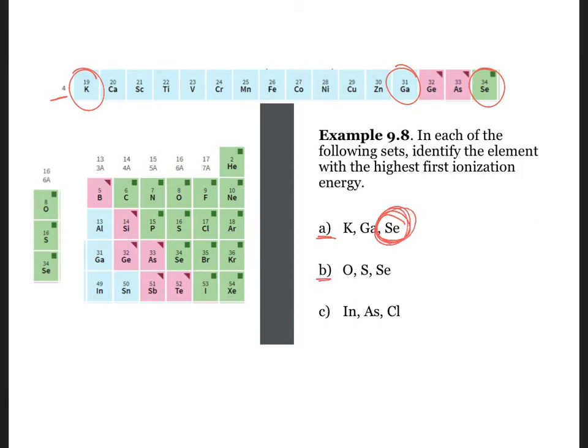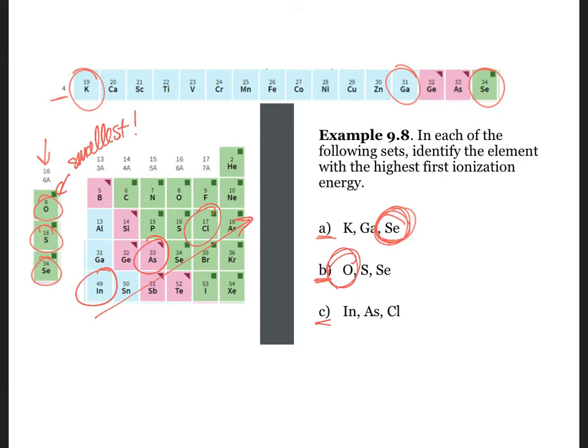In set B, oxygen, sulfur, and selenium are all nonmetals in the group 16 column. Oxygen, at the top of the group, will have the smallest radius and therefore the highest ionization energy. In set C, indium, arsenic, and chlorine are running roughly diagonal to one another from the metals to the nonmetals. Given that chlorine is the closest to the top of the periodic table, it will have the smallest radius and the highest ionization energy, as those tightly held electrons will be tougher to remove.